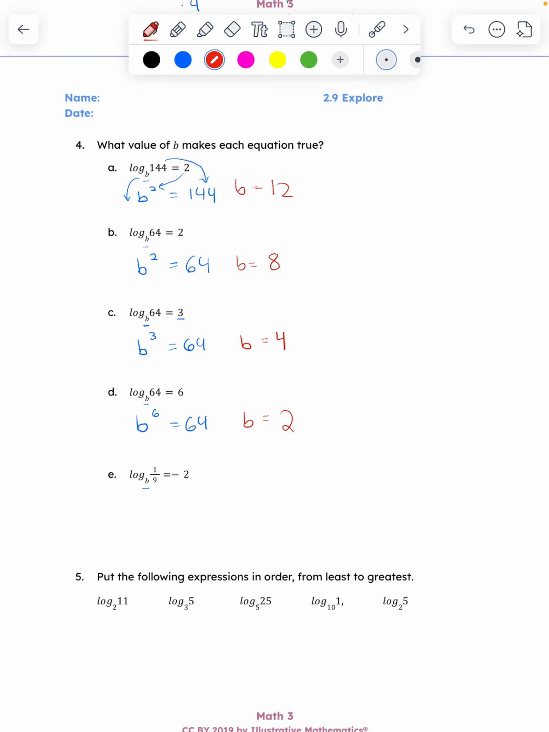My last one, a little more complicated, got a fraction kicking around in here. So here I want to know what to the negative 2 power is 1 over 9. And I want to remember that my negative exponent there means I'm putting something into the reciprocal. So I could rewrite this as what squared is 9. And that's going to give me b equals 3.